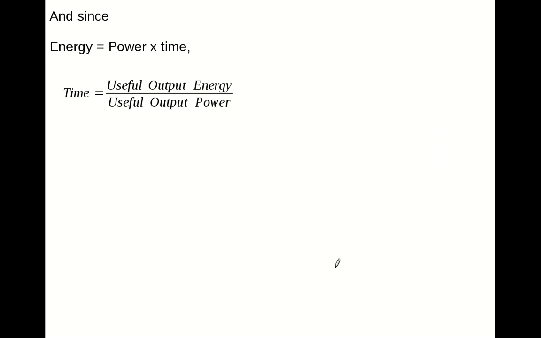And again, since energy equals power times time, we can rearrange that equation to find time. So time is equal to useful output energy over useful output power. And then we get 60 joules over 7.4 watts, which gives us 8.1 seconds. So it takes 8.1 seconds for 60 joules of energy to be transferred to the remote control car using that electric motor.